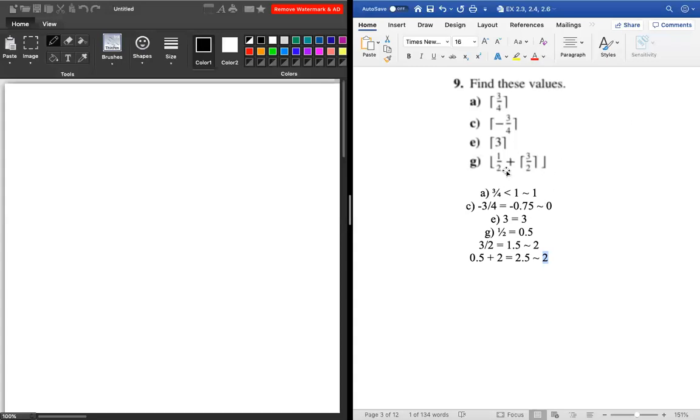Yeah, so we first solve this. 3 divided by 2 is 1.5, and then we take the ceiling of this, which is 2. Right. And then we have 2 plus 0.5, which is 2.5, and then we take the floor of that, which is 2. Okay. Thank you. Any other questions?